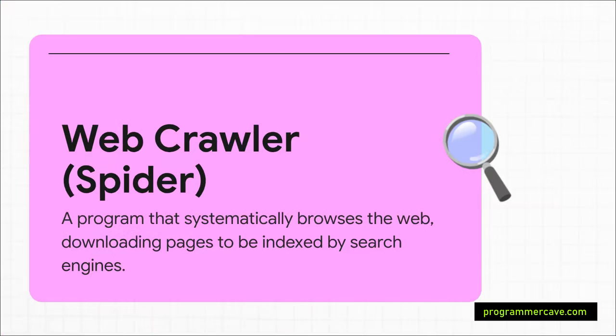Okay, so here's the more technical definition. A web crawler, you'll also hear it called a spider, is basically a bot. It browses the World Wide Web, kind of like you do, but its whole purpose is to download pages so that search engines can index them. It follows one link to another, and in doing so, it maps out the entire vast web.